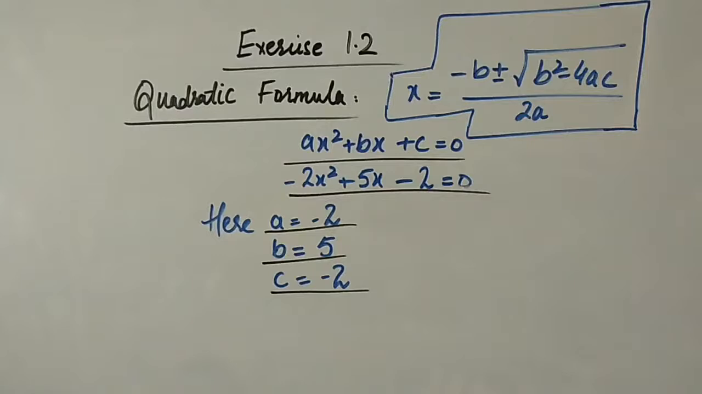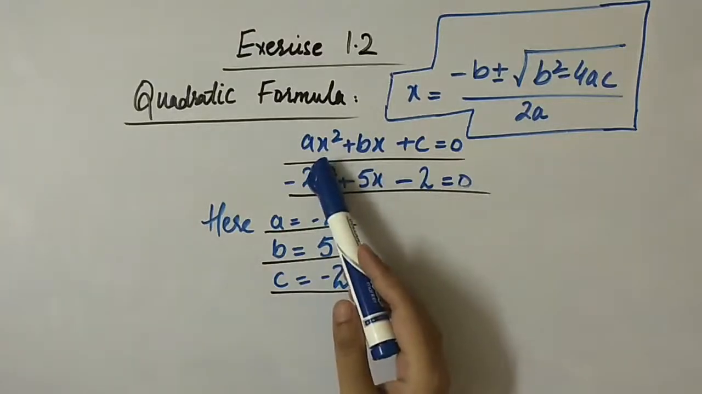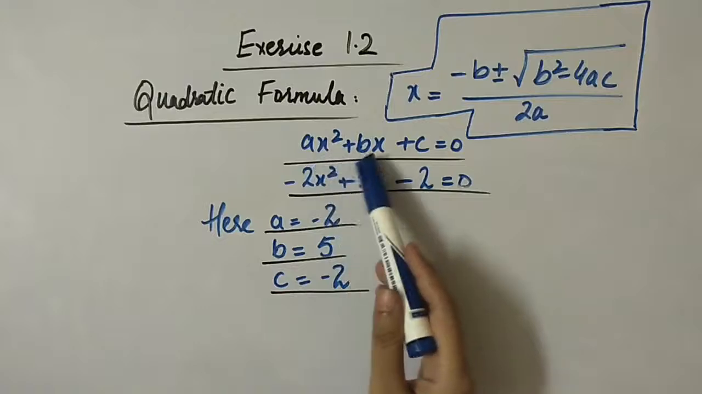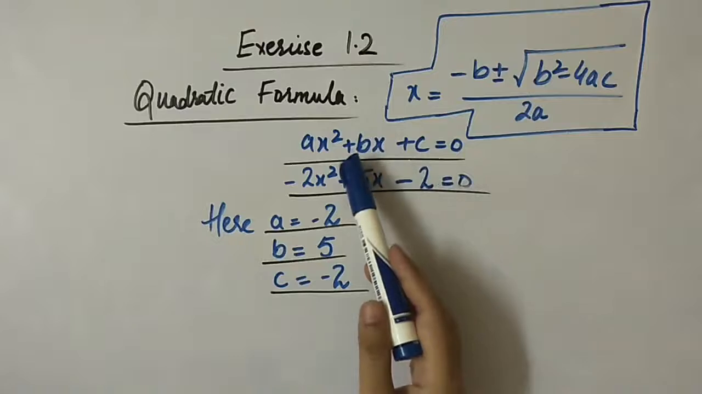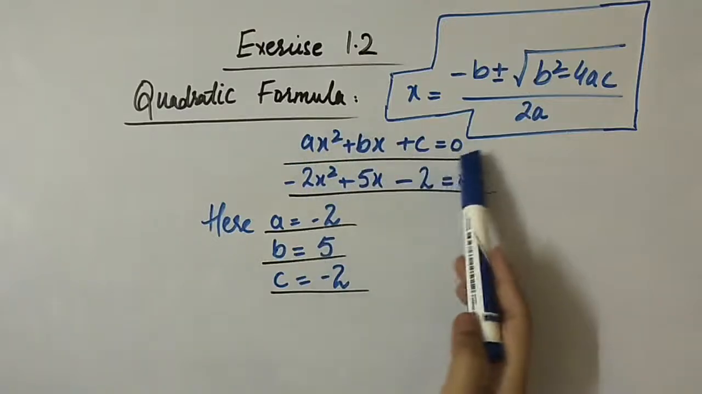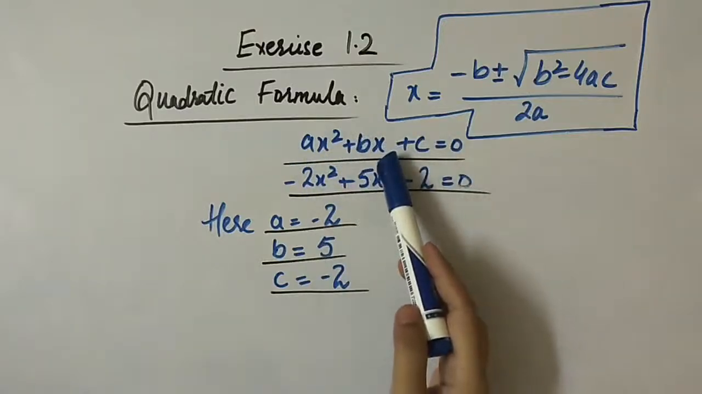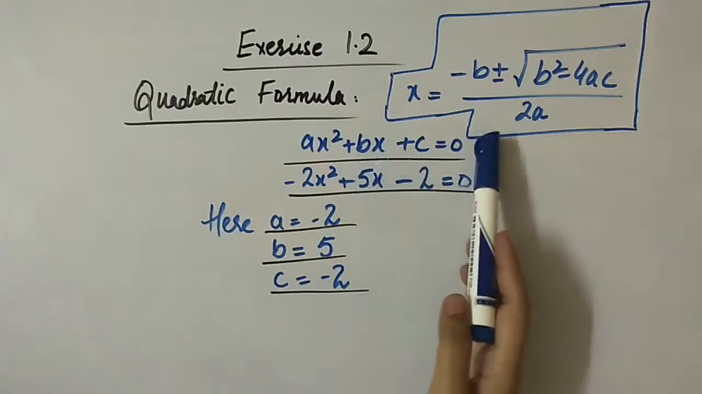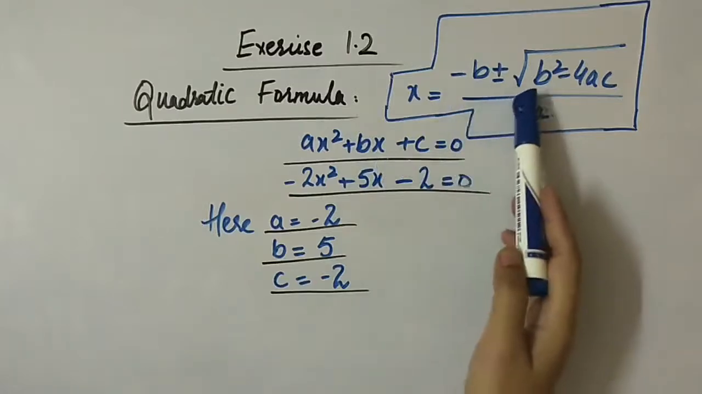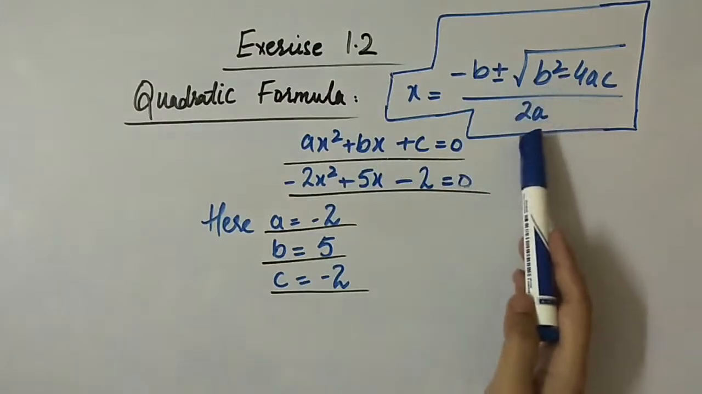I am your mathematics teacher Ridha Imtiaz, and today we are going to solve quadratic equations using the quadratic formula. As you know, the standard form of the quadratic equation is ax square plus bx plus c equal to 0. So we are going to solve this equation. Solving means that we have to find the value of x. So the formula which we will use is x equals minus b plus minus under root b square minus 4ac over 2a.